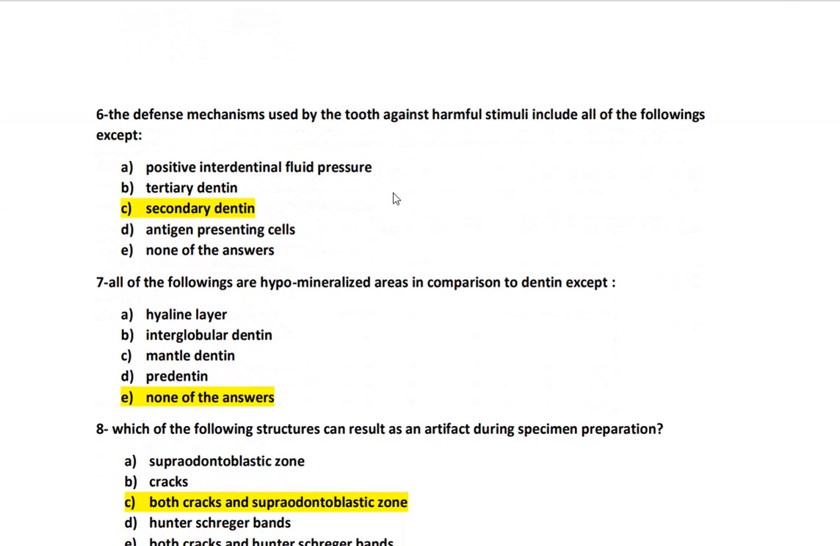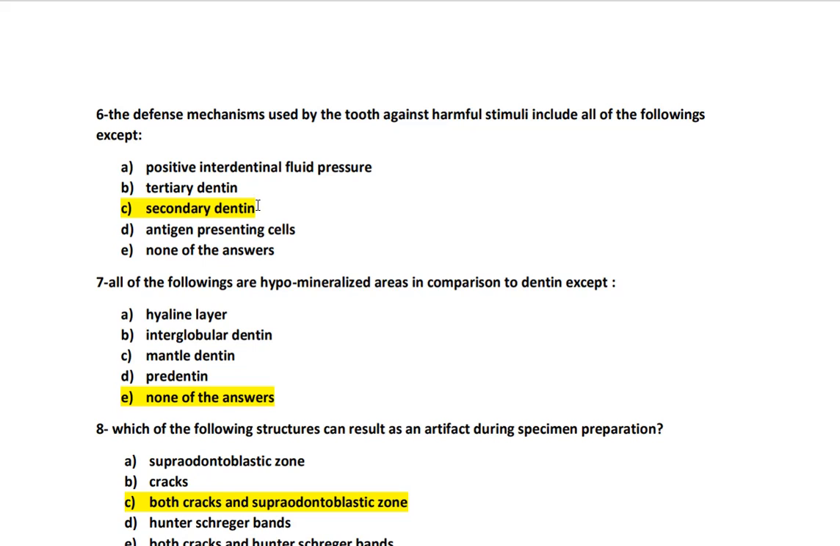The defense mechanism used by tooth against harmful stimuli include all of the following. فكل الليست اللي هلا رح نحكي عنه رح يكون عن defense mechanism. Positive interdentinal fluid pressure. أكيد زي ما حكينا بدنا positive interdentinal fluid pressure عشان أي بكتيريا أو أي external stimuli يحاول يوصل البulp، هاي البوزيتيف بريشر تطلعه لبرا لجهة الدنتين وبهيك بتحمي البulp. Tertiary dentin, yes, tertiary dentin forms in order to protect the tooth. Secondary dentin no.